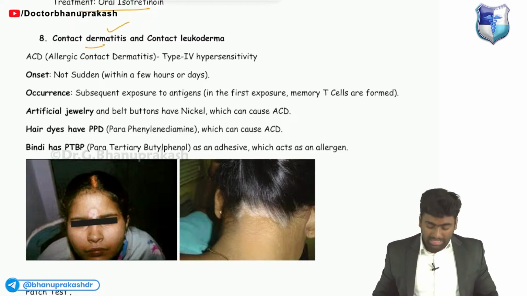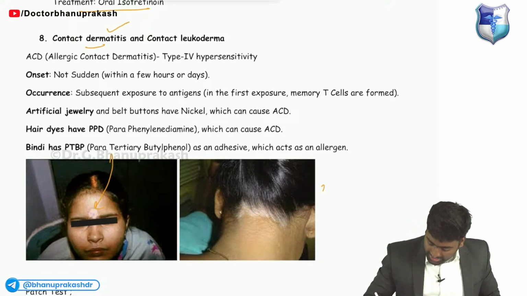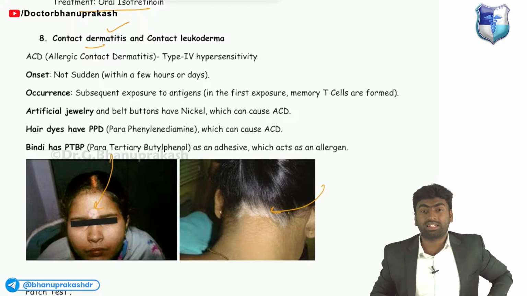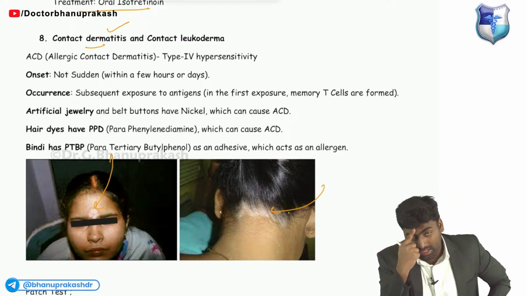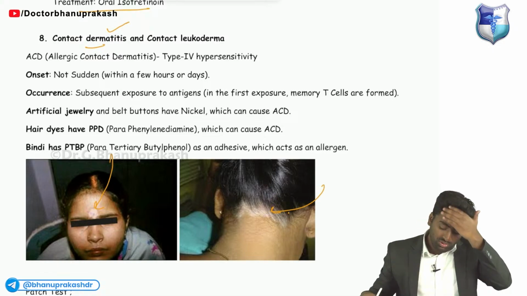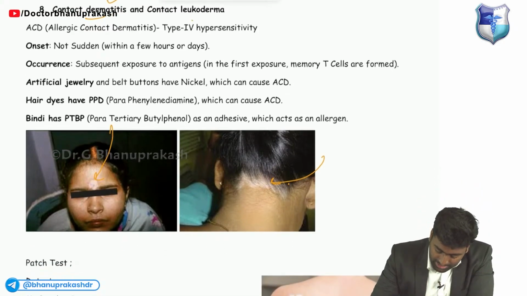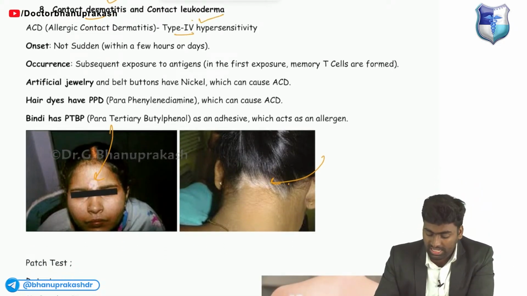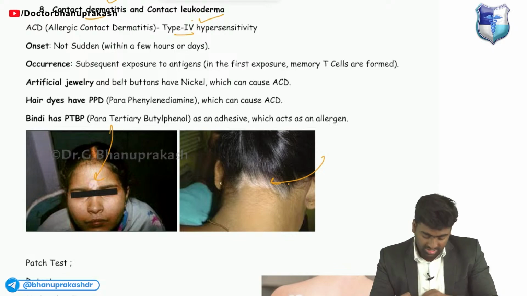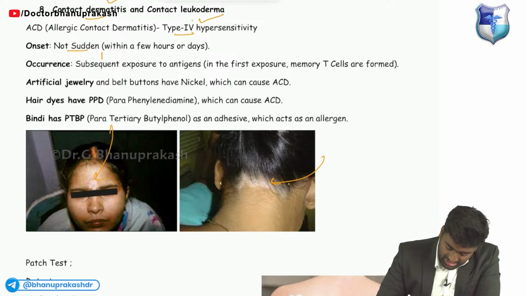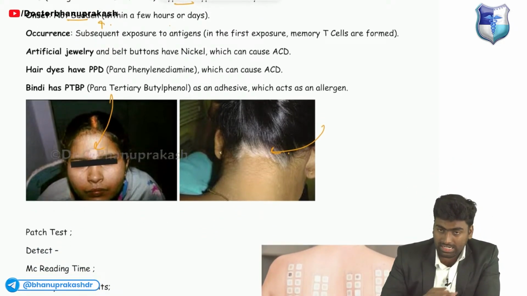Fine. Leukoderma is nothing but whitening, whereas contact dermatitis is when there is an area where dermatitis starts. Just remember allergic contact dermatitis is a type 4 hypersensitivity reaction. Good enough. It is a type 4 hypersensitivity reaction. And it will be sudden in nature, whereas leukoderma will take some time. It won't be sudden, it will take some time.